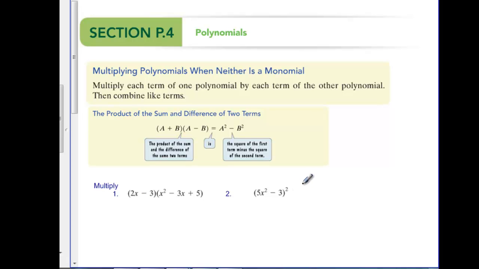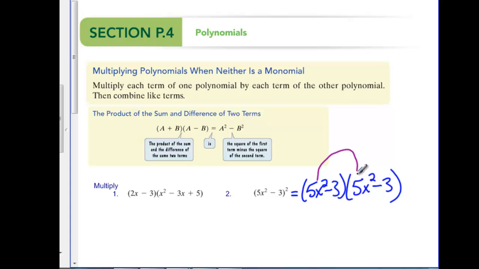So I'm going to skip the one that takes longer and do number 2. So number 2 really is 5x squared minus 3 times 5x squared minus 3. If there is a plus or a minus sign in those parentheses and then another exponent, write it out. Okay, you can't distribute because that's subtraction in the parentheses. So now we're going to FOIL.